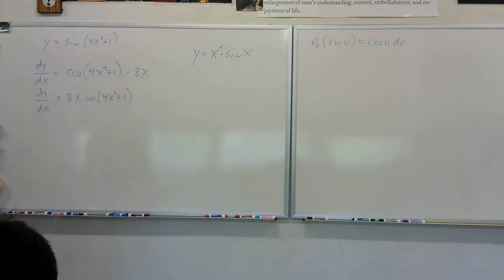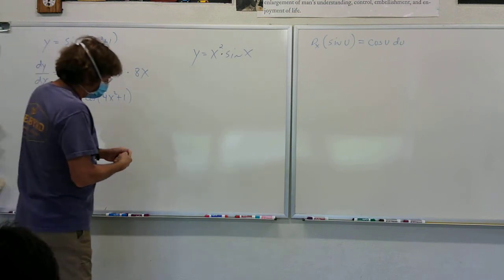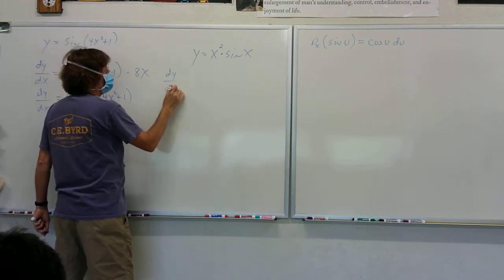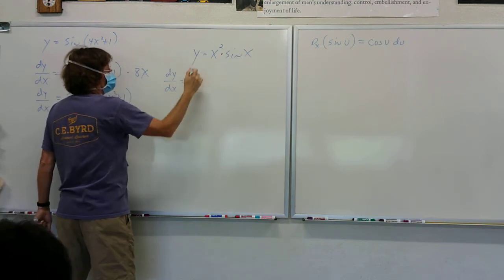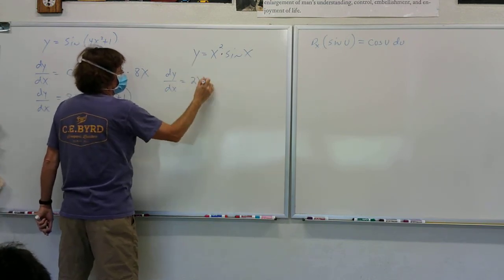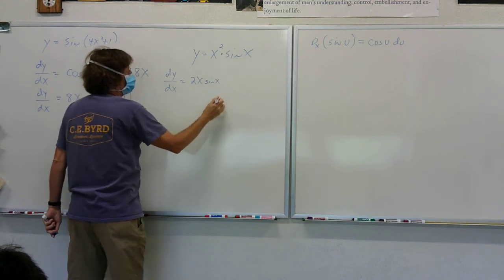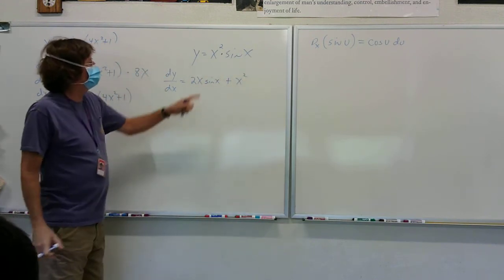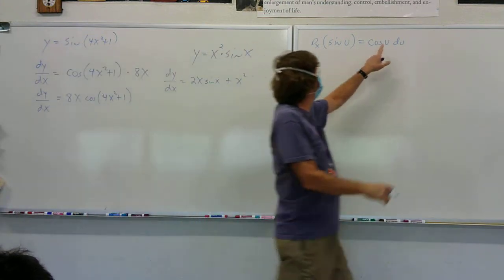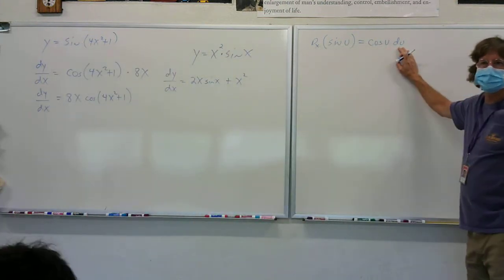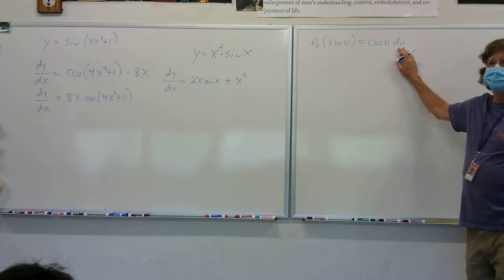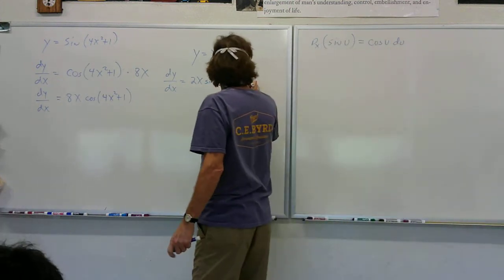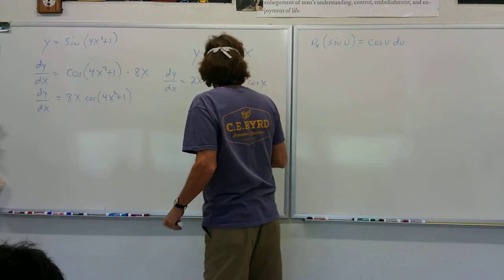Product rule. All right? So, dy over dx, the derivative of the x squared is 2x. Write down the sine x plus x squared, and then the derivative of sine x would be cosine x times the derivative of x. What's the derivative of x? What's the derivative of x? 1. So we'll get cosine x. All right?